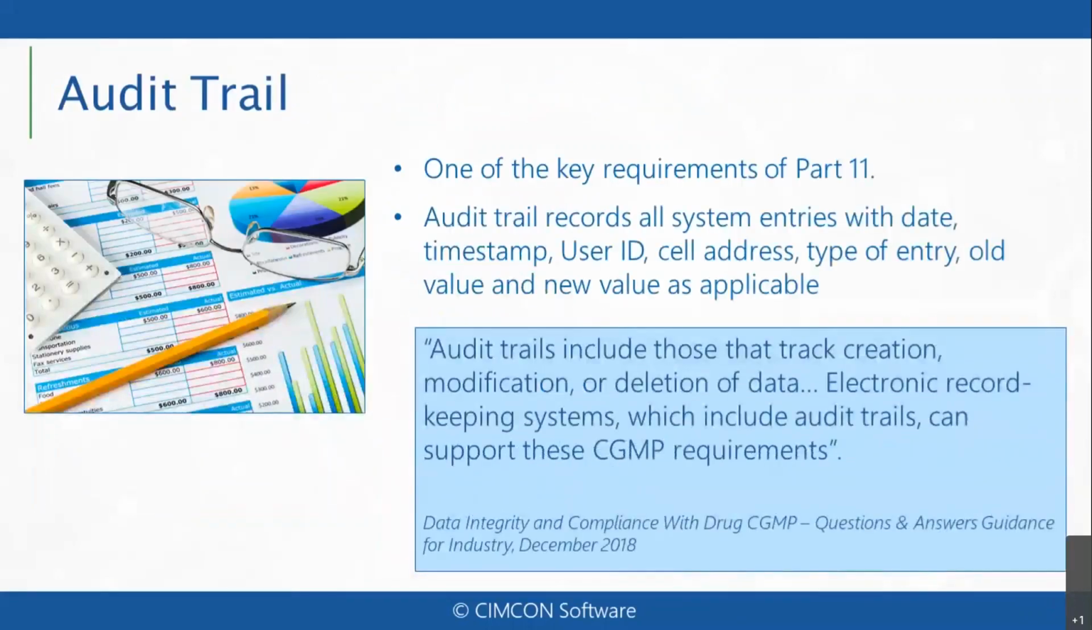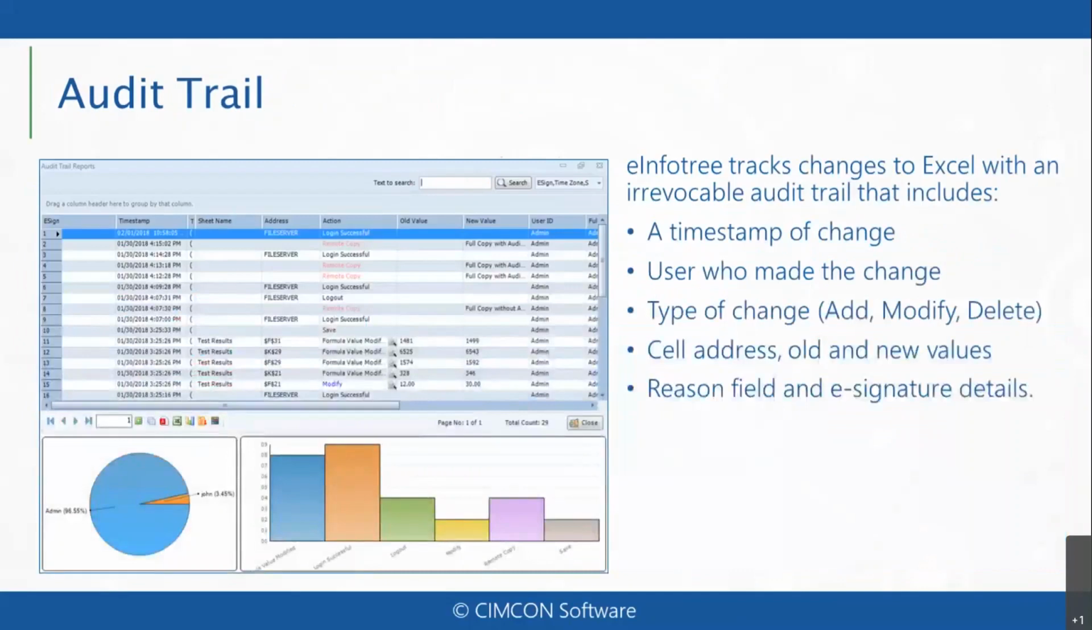So the audit trail, one of those key pillars, is certainly a requirement that everyone looks for. The audit trail is going to record system entries with date, timestamp, user ID, cell address, type of entry, old value and new value as applicable. This is actually a view of the audit trail from within our application. And once again, we're tracking key elements that you would expect us to have in the audit trail, such as those that are listed on the right side of this screen.